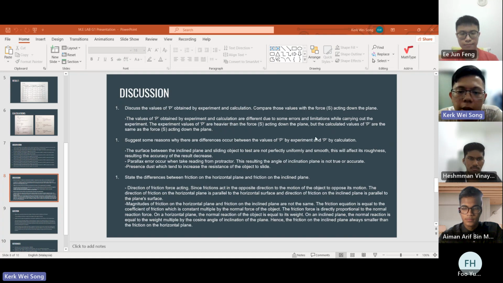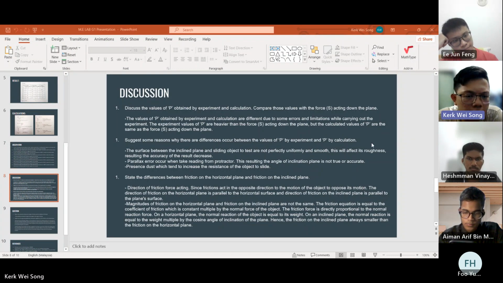Both the experiment and calculation values for P are greater than the force acting down the plane. The second question is to suggest some reasons why the difference occurs between the value of P by experiment and by calculations.